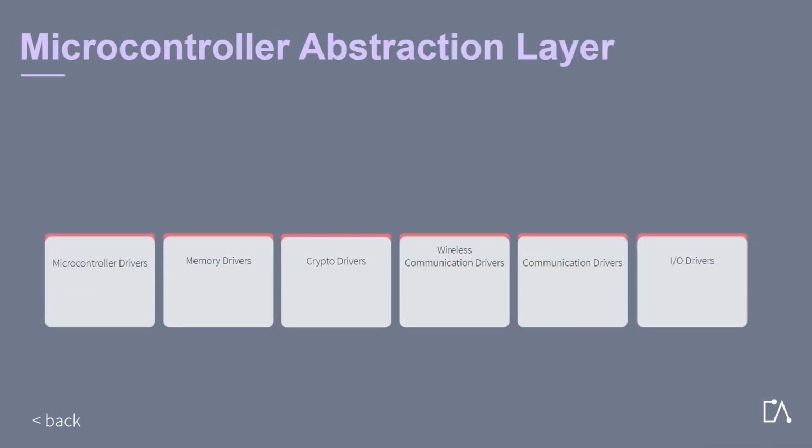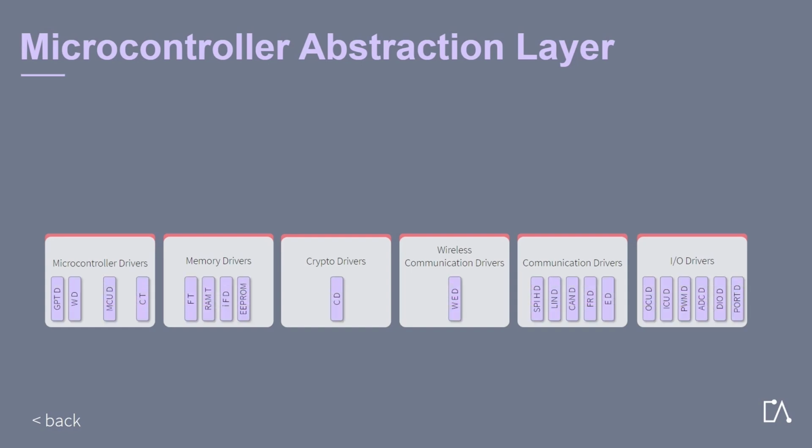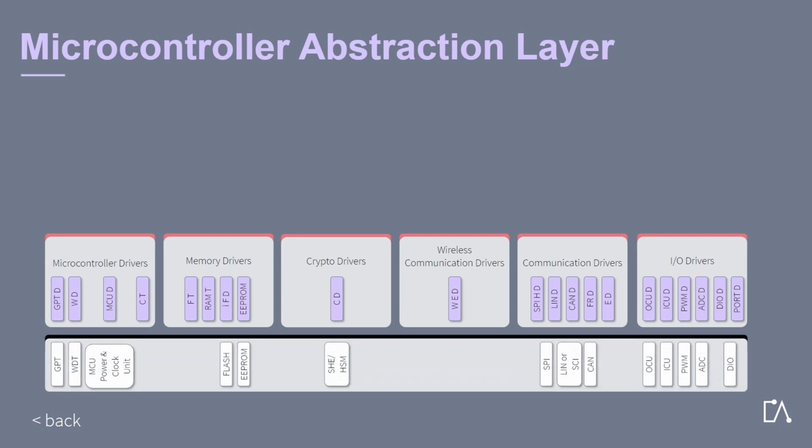The microcontroller abstraction layer is divided into six module groups, which group software modules of similar type. In this case, the software modules are internal drivers. A driver is a software module with direct access to peripherals. The internal peripheral devices are shown in the hardware layer.